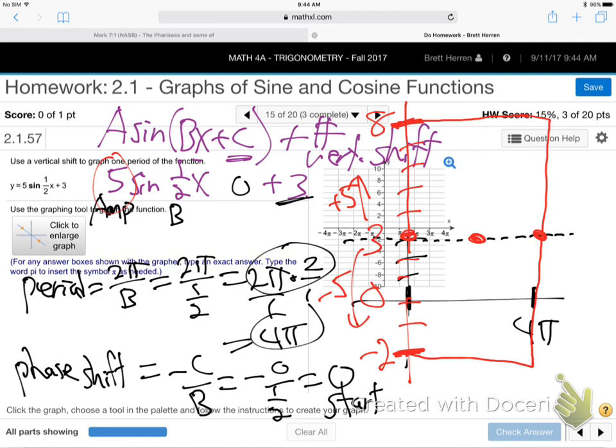So what's it going to do? It's going to start at 0, go up, and be back at 0. It's going to be very tall and thin. It's going to go up like this, come back down to 0, down like this, come back up like that.